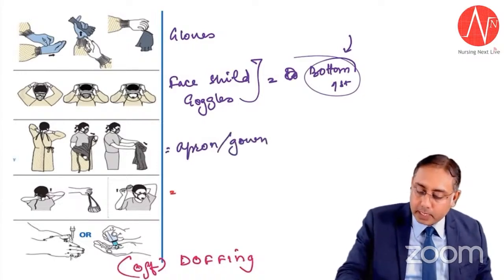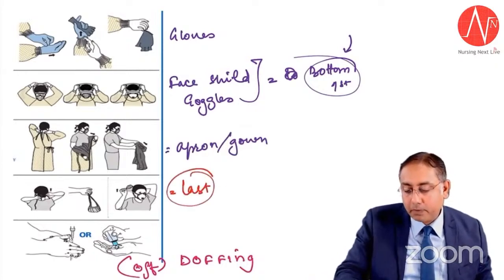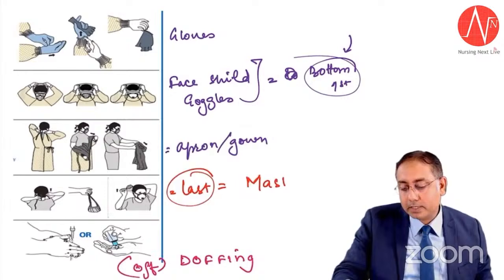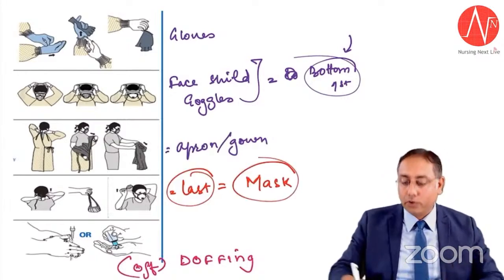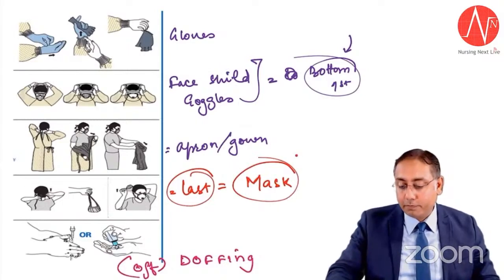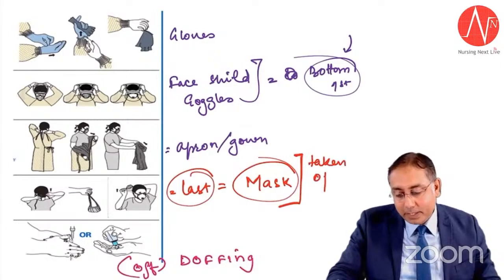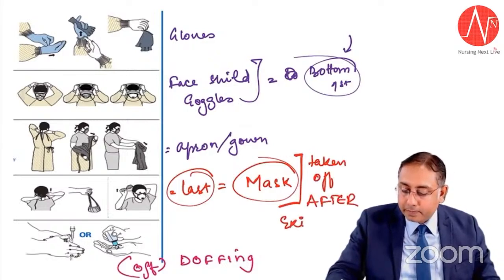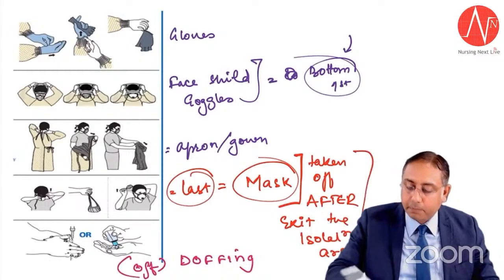Second, third in line, you take off your apron or the gown. Last, very important, this has been asked so many times in your MCQ. The last step always has to be take off the mask. Mask should be taken off, at least in airborne mode of precautions, after exiting the isolation area. Very, very important.